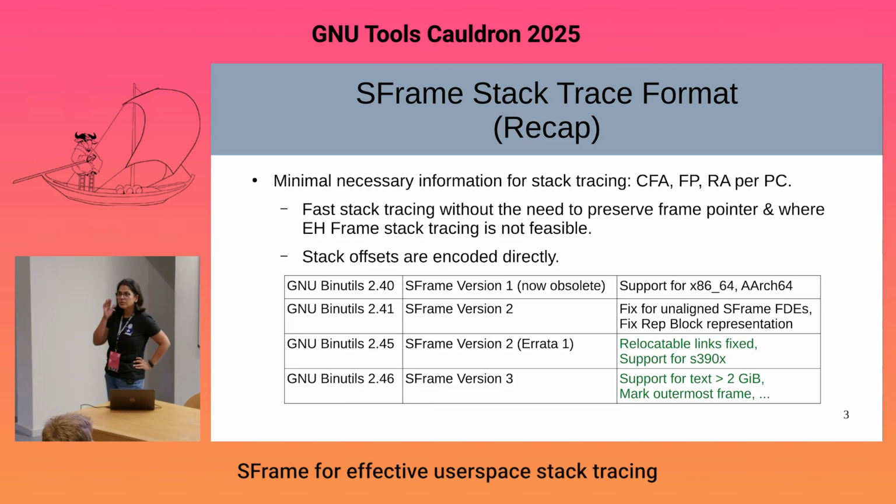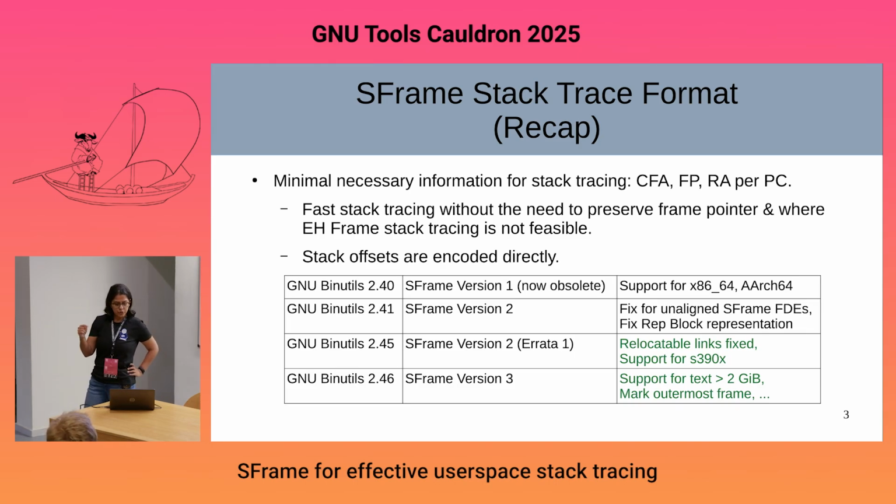Most of you, I guess, know about the SFrame stack trace format. Just to summarize, it's basically the minimal necessary information you need for stack tracing. It gives you explicit stack offsets to know, when you're stack tracing, what the CFA, FP, and RA are. So the stack offsets are encoded directly in the format, which is a very different style of encoding information than what EHFrame does.